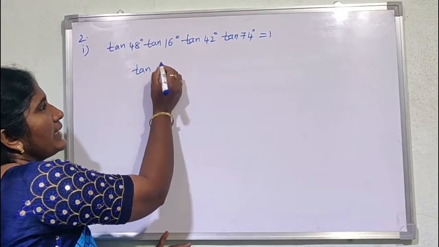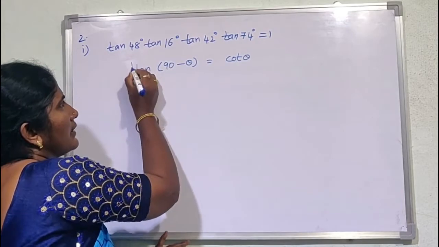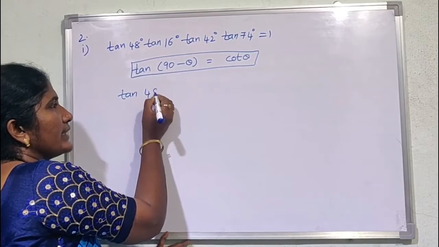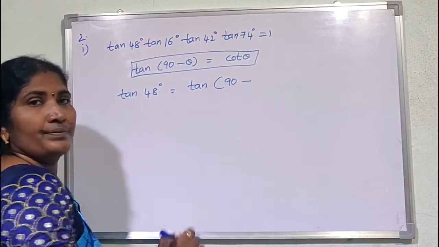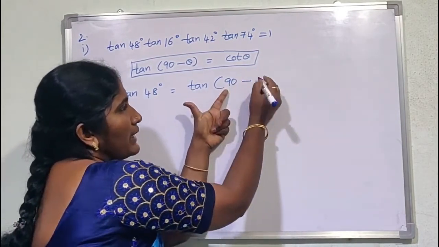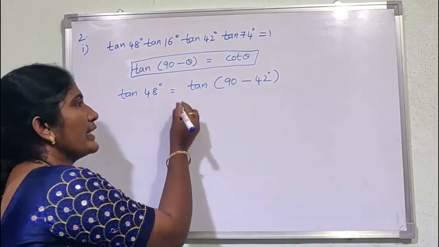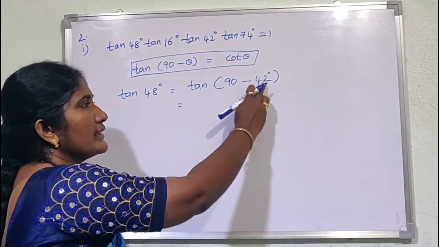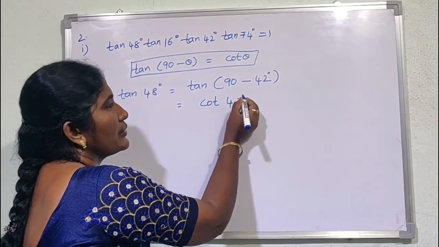We know that tan 90 minus theta is equal to cot theta. Now tan 48 is equal to tan 90 minus, to get 48, what we should subtract from 90? 42. 90 minus 42, 48. Now it is in the form of tan 90 minus theta. Tan 90 minus theta, cot theta. Theta value is 42 degrees. So this is cot 42 degrees.